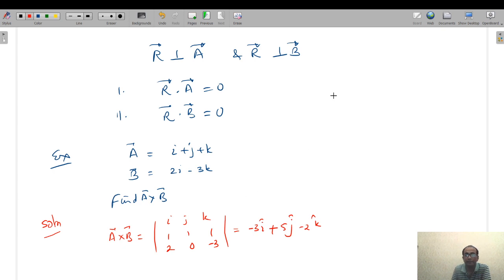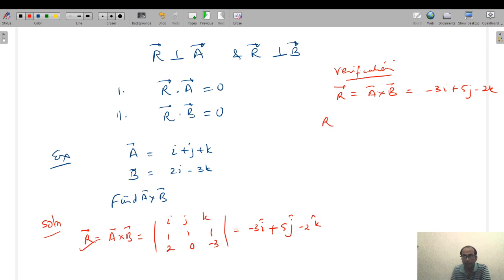If you have to verify that this vector, which is the R vector, is perpendicular to A, let us do the verification. So the R vector that we got, A cross B, let us write it: it is -3i + 5j - 2k. So let me see if this vector is perpendicular to A and B both individually.